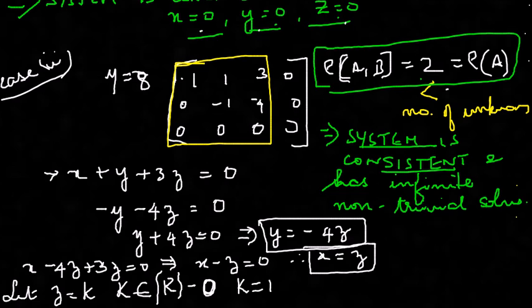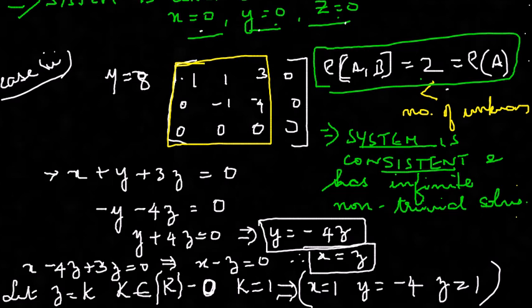In that case, your x will become 1, y will become minus 4, and of course z is equal to k, so we will get z equal to 1. So this is one of the solutions when we assume k is equal to 1. Likewise, you can have infinite solutions. With this you can stop the sum, because you have proved for which cases it's trivial and which cases you have non-trivial solutions, and for the non-trivial infinite solutions you have also found one of the possible solutions.